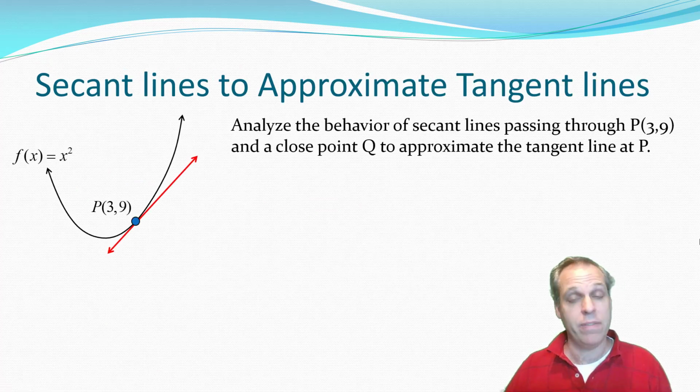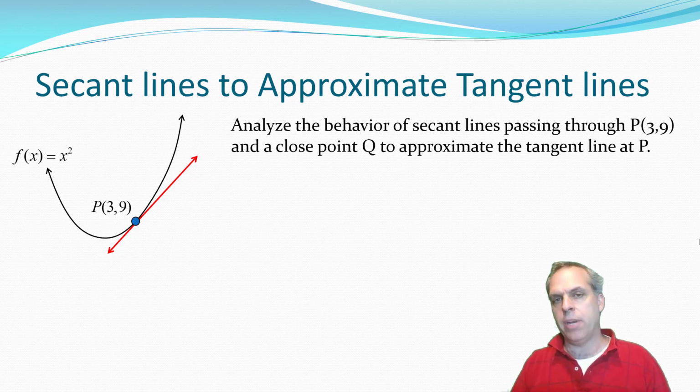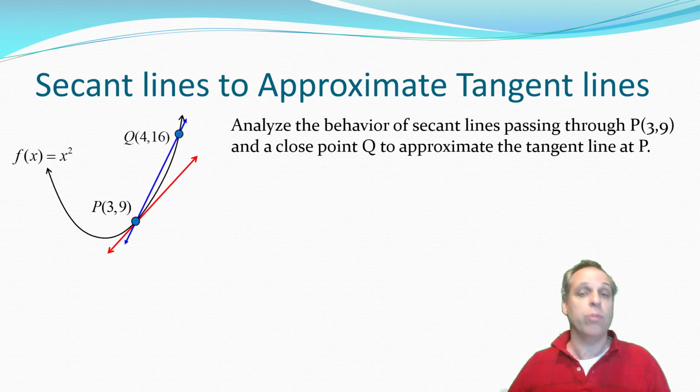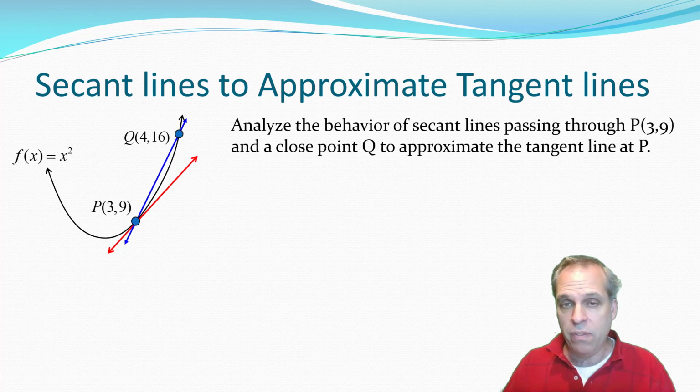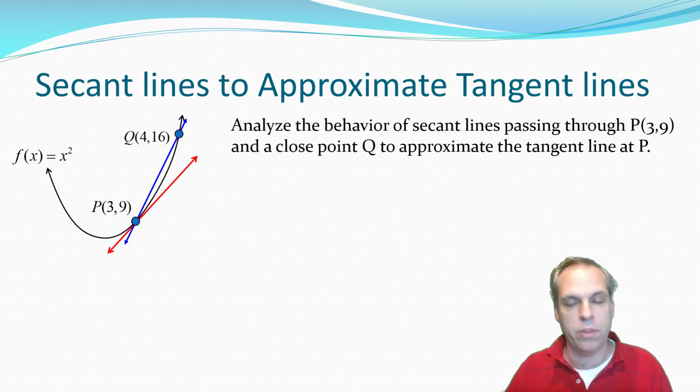Considering the function f of x equals x squared, let's analyze the secant lines passing through the point (3, 9) in order to learn what we can about the tangent line. Well, I'll pick some other point, not P, on this particular function's graph. I'll pick where x is 4. That would then give me the point (4, 16). Now it seems reasonable that the slope of the secant line here should be about equal to, but not equal to, the slope of the tangent line.